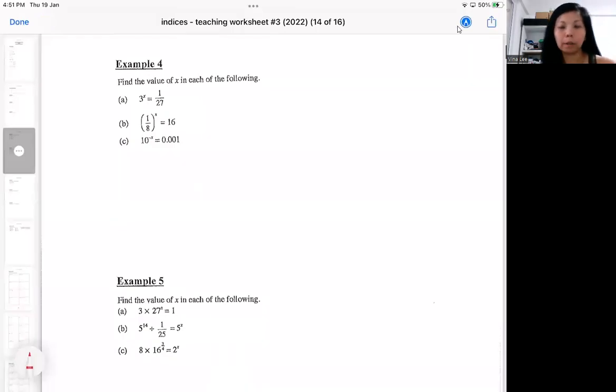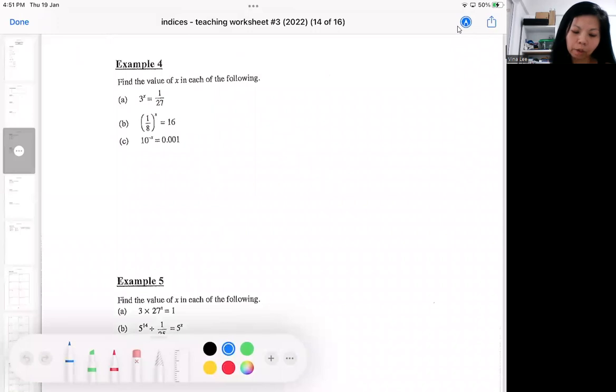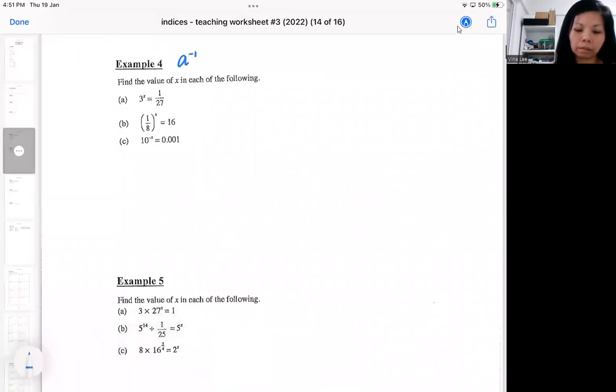We are going to reinforce the basic idea of exponential equations using more examples. In example 4, you're going to see two fractions, and you are seeing some fractions and a decimal. When we see fractions, we will try to relate to the indices rule for fractions. So let's talk about A.